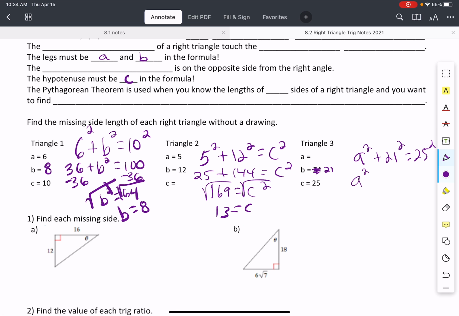So A squared plus 441 is what I got, equals the 625. Make sure you're typing them in so you know if you're getting the same answer or not. Okay.